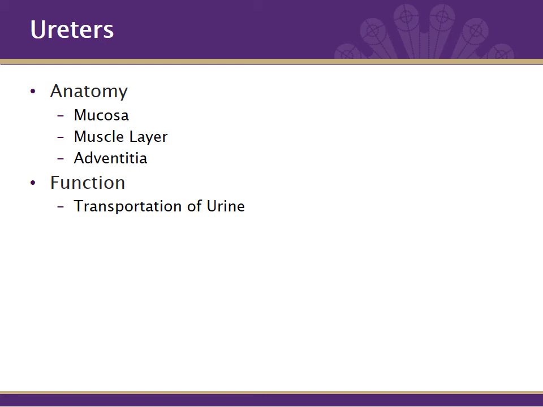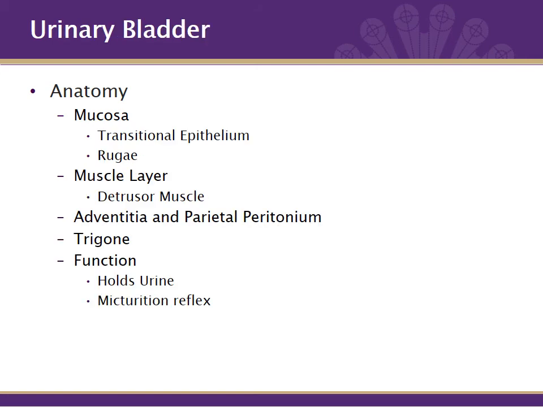As mentioned, the ureters function to transport urine from the kidney to the bladder. A valve formed from a flap of mucosa is found at the opening into the bladder, which keeps urine from backflowing into the ureters. The urinary bladder is a large muscular sac. Like the ureters, it has 3 layers. First, the mucosa continues into the urinary bladder and is still made of transitional epithelium. There are also rugae that allow the bladder to stretch, similar to that found in the stomach.